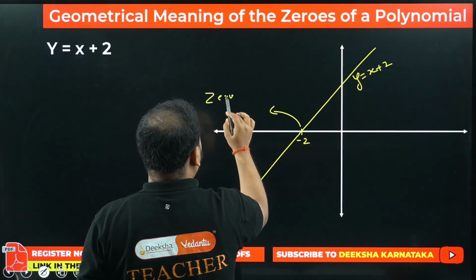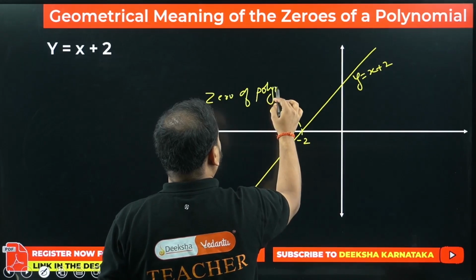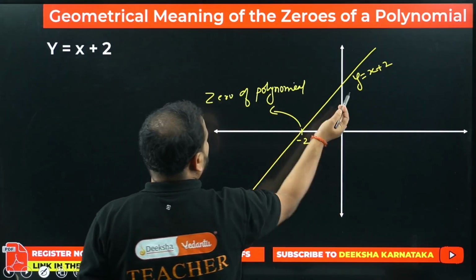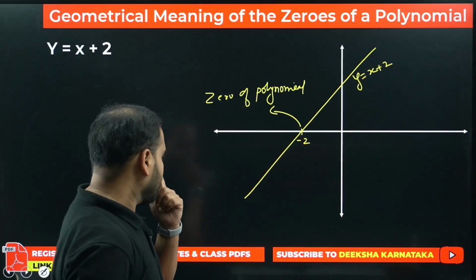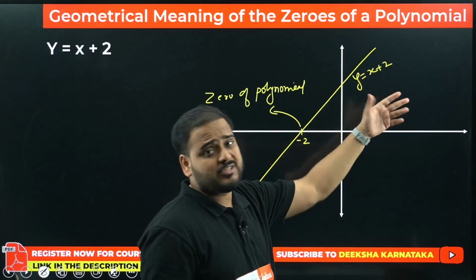0 of the polynomial. Which polynomial? y equals x plus 2. So how come? If you put the x value as minus 2, y will become minus 2 plus 2, which is 0 anyway.